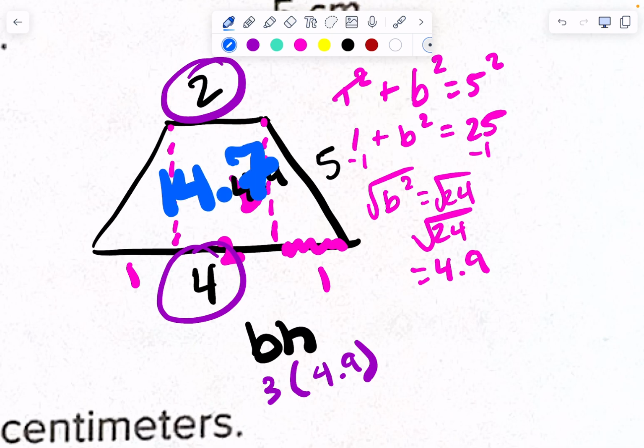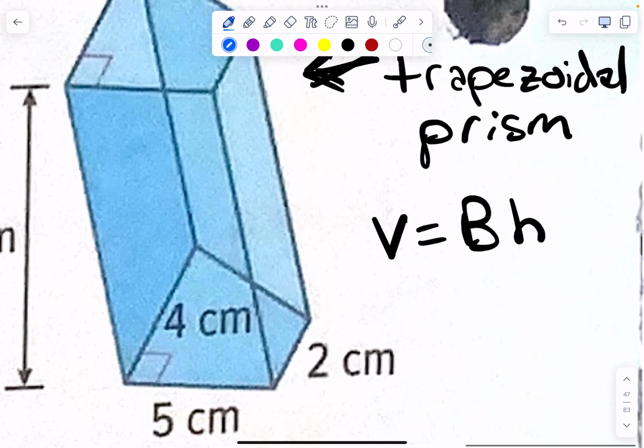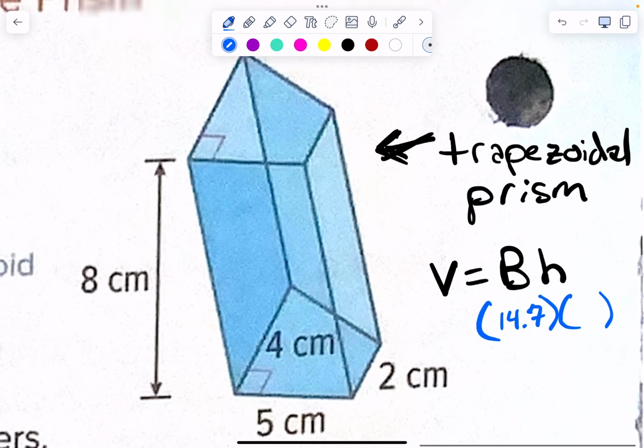3 times 4.9 is 14.7. Okay, so that's the area of the base. The base is the trapezoid, so capital B is 14.7. Okay, what's the height? 8. 8 is the height. And then we're done.